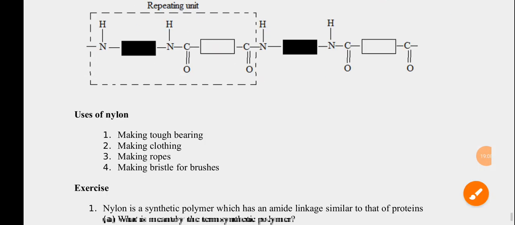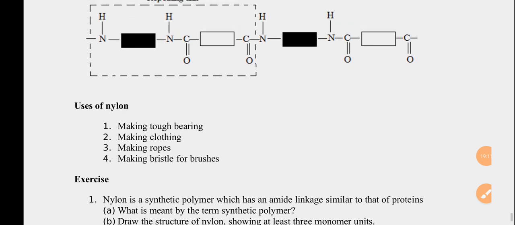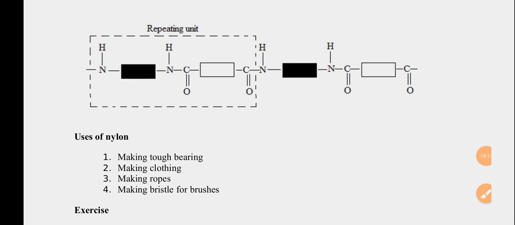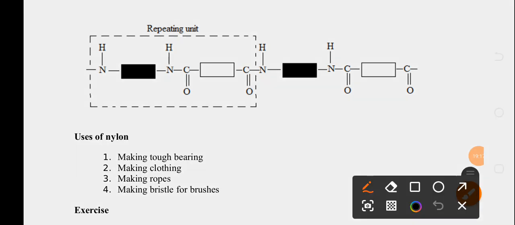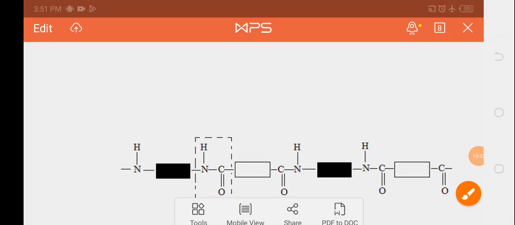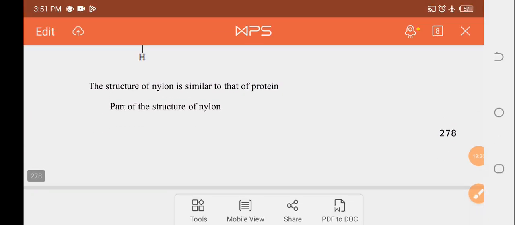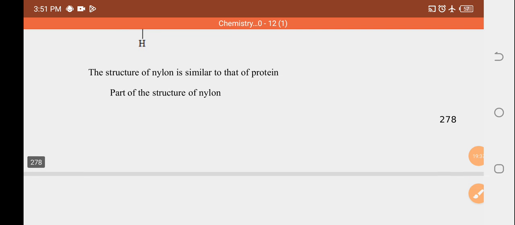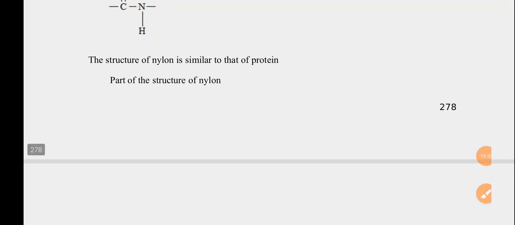Alright. So what are the uses of nylon? Nylon is used in making what? Tough bearings. It is also used to make what? It is also used to make clothes. Then it is also used to make what? Ropes. And also bristles for what? For brushes. So those are the uses of what? Of nylon.